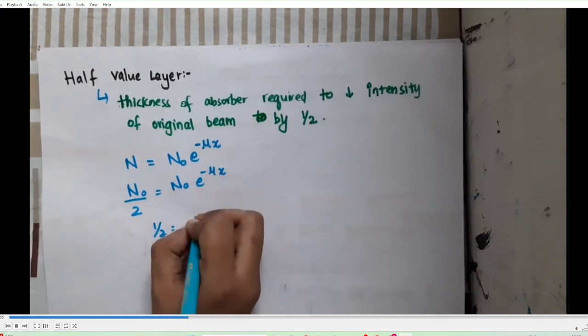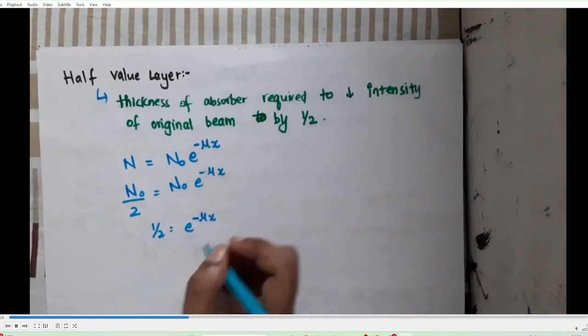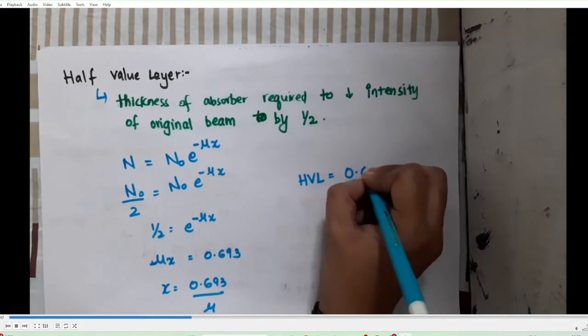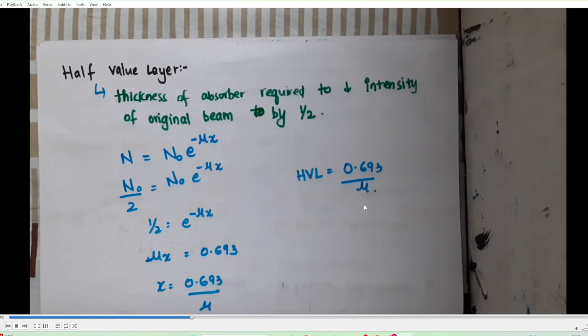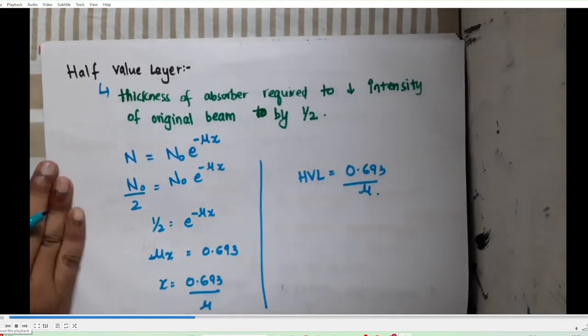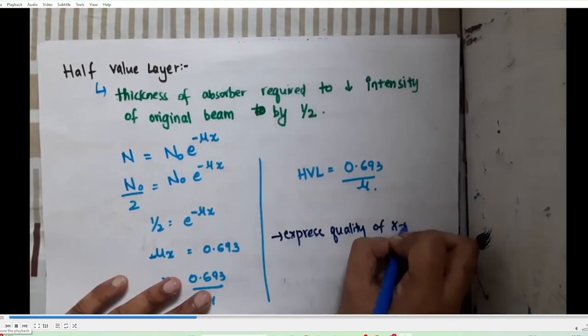The original incident beam is N naught, so the transmitted beam reduced to N naught by 2 is equal to N naught exponential to the power of minus mu x. After calculation, mu x is equal to 0.693. So half value layer is equal to 0.693 by mu. For monochromatic radiation the attenuation is given as mu, and the half value layer is equal to 0.693 by mu. So half value layer is inversely proportional to the linear attenuation coefficient. It is a common method of expressing the quality of the beam.